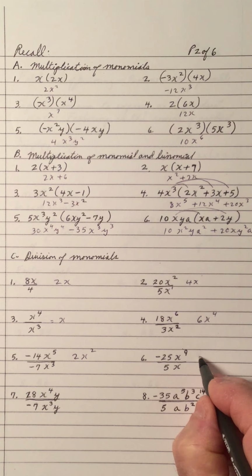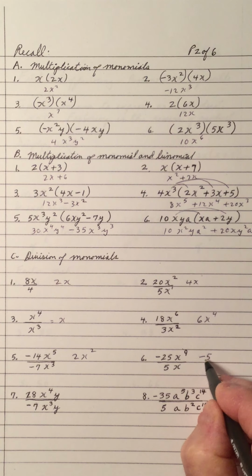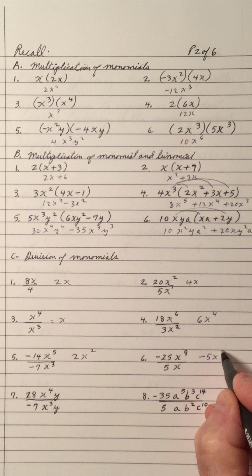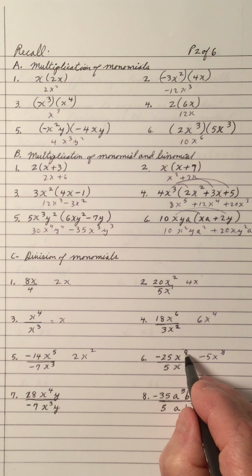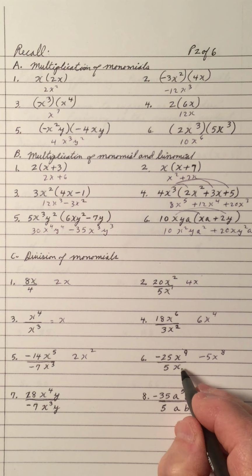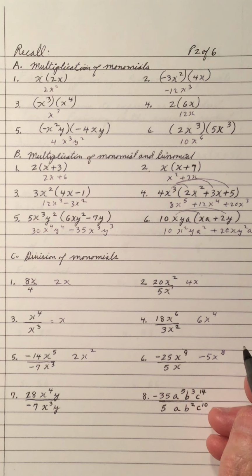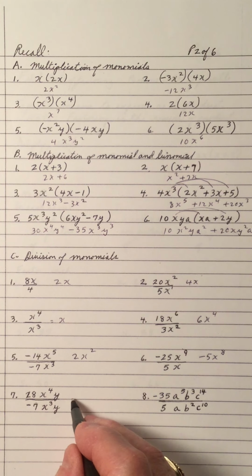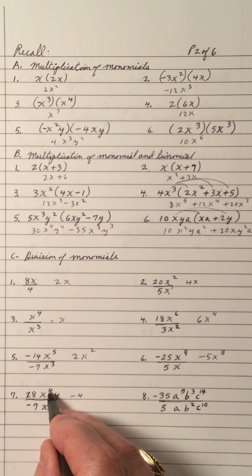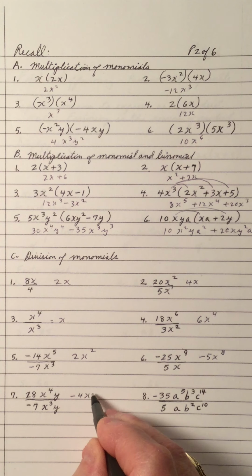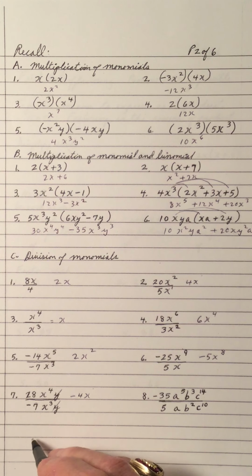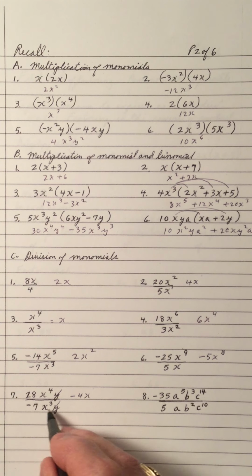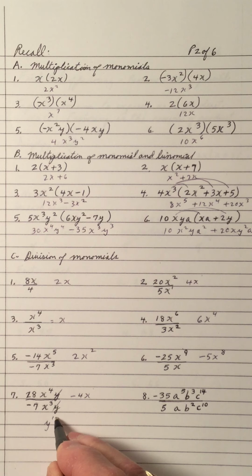Negative divided by positive is a negative. 25 divided by 5 is 5. 9 subtract 1 is an 8. There's 9 on the top, 1 on the bottom, so there's 8 extra on the top. 28 divided by negative 7 is a negative 4. x to the 4 subtract 3 is 1, and the y's are the same, so they cancel out. Notice the y's are 1 minus 1, and that's y to the 0, which is 1, so I just cancel them out instead of going through all this.